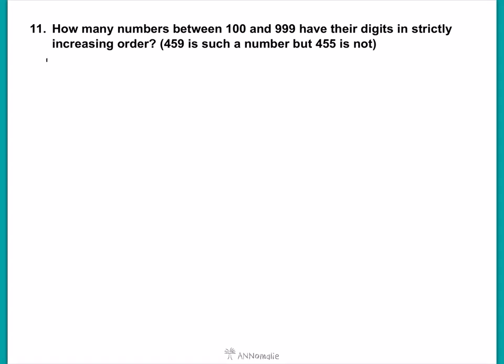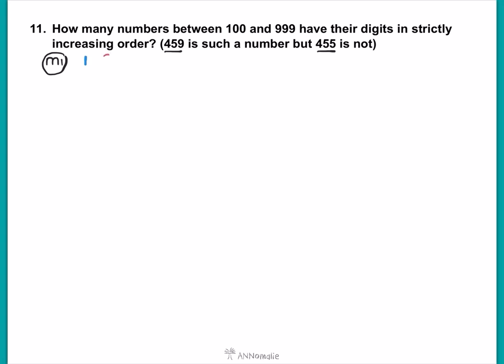So method 1, and we want to find how many numbers between 100 and 999 have their digits in strictly increasing order. Note that 459 is strictly increasing, but 455 is not, because the two 5s are the same. Now, let's say we start off with the first digit being a 1.